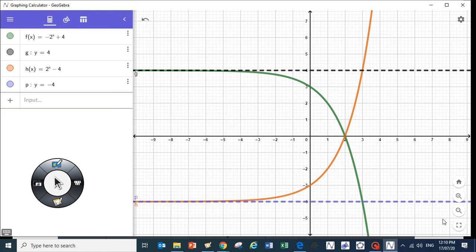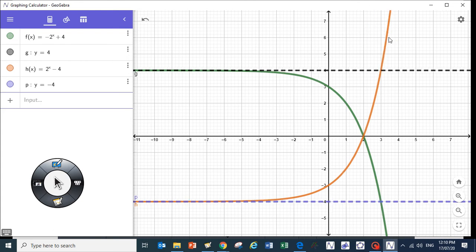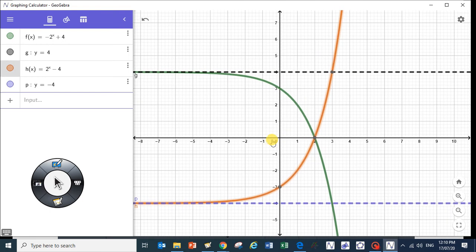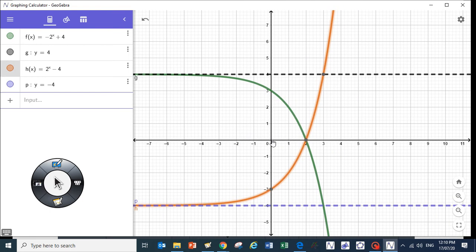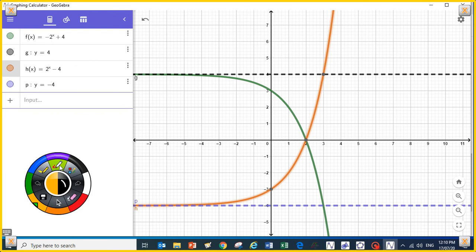So this graph, this one here, is the one that you get. This is what's going to be g of x.